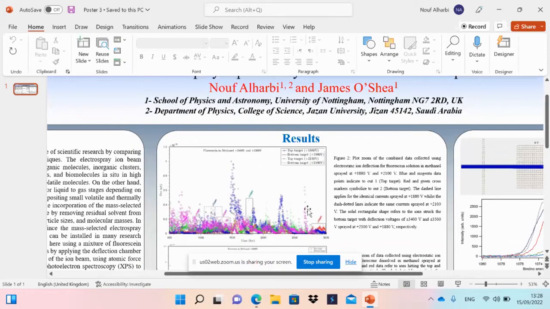In figure 2, this is the data collected by fluorescence. These two data sets are comparable and extremely similar. We're using the mass selection to deflect the beam, and we get equal currents hitting both targets at 3000 volts and 3300 volts.